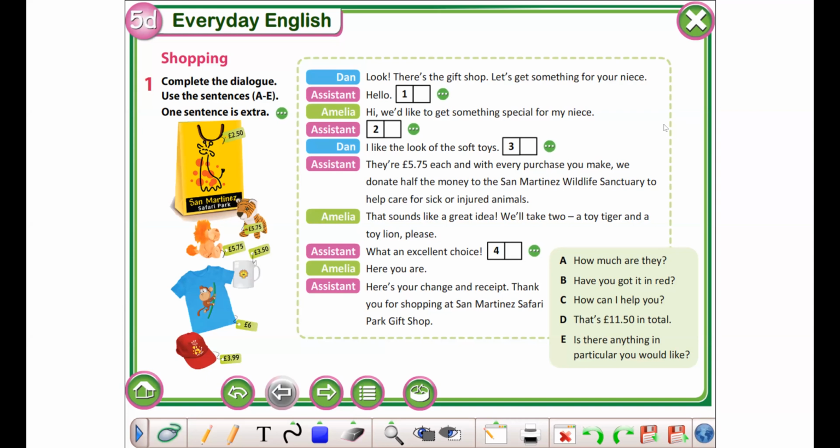Nasko, you will be Dan. Let's read it, okay? Okay. Yeah, let's start. Look, there's a gift shop. Let's get something for your niece.